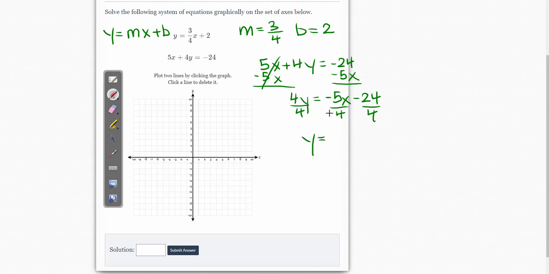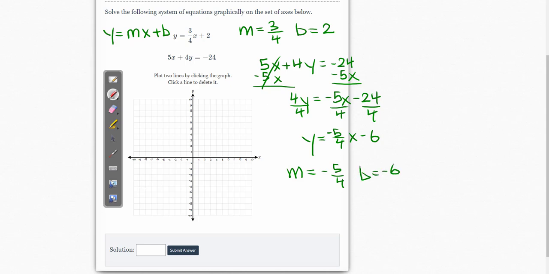Now my m, this is the number in front of the x. I will caution you, look out for a negative divided by a negative. That'll switch to a positive. But in this case, we have a negative 5 over 4x. And then most of the time, I think if not all the time, the constant will simplify to an integer. In other words, negative 24 divided by 4 is negative 6. So now I know my m value is negative 5 over 4, and my b value is negative 6.